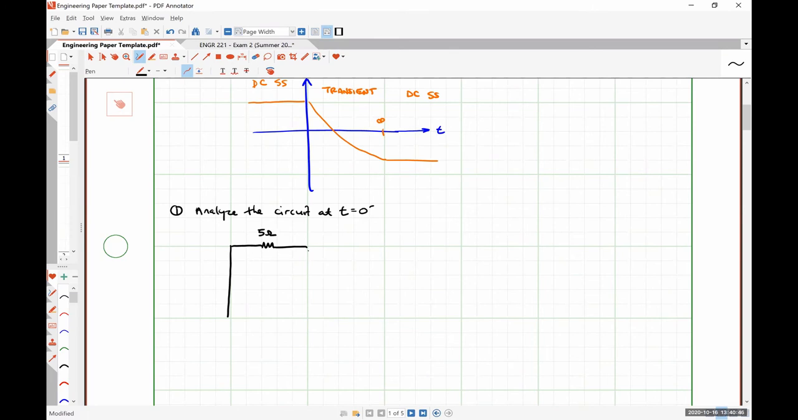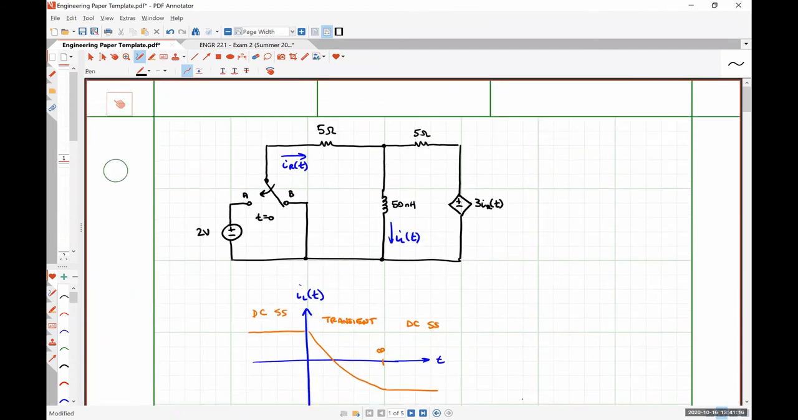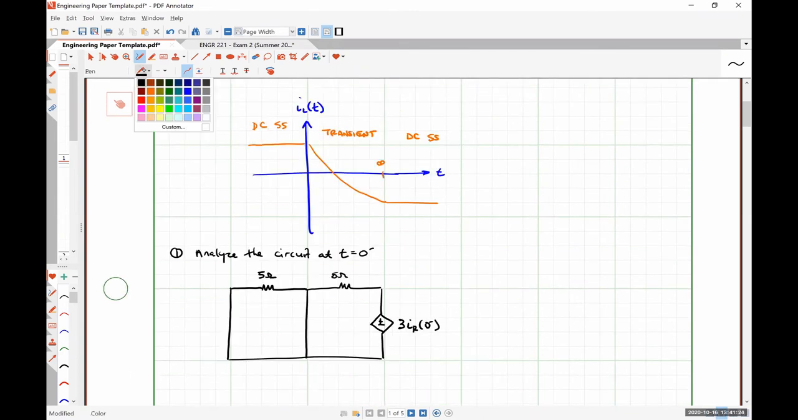A 5-ohm resistor. A short circuit. Another 5-ohm resistor. A dependent voltage source, 3 IR at 0 minus. And then here is IR at 0 minus, and IL at 0 minus. These are two quantities of interest for this particular problem.